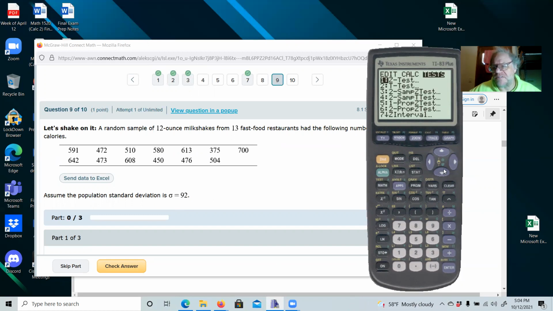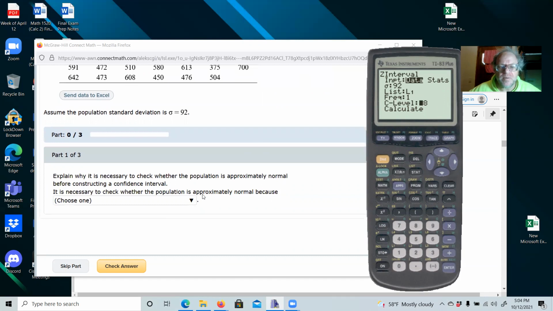All right, stat, go to calc, test rather. Scroll down to where it says interval, Z interval. All right, and we put it in data. Right. So what is my standard deviation? It's 92. You can find the data in list 1. I'm not going to worry about that. Which one did they want? Oh, we have to go through.